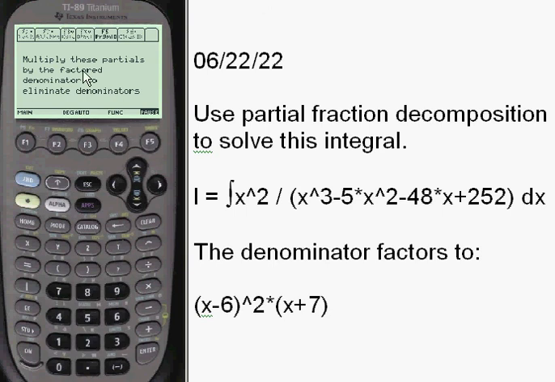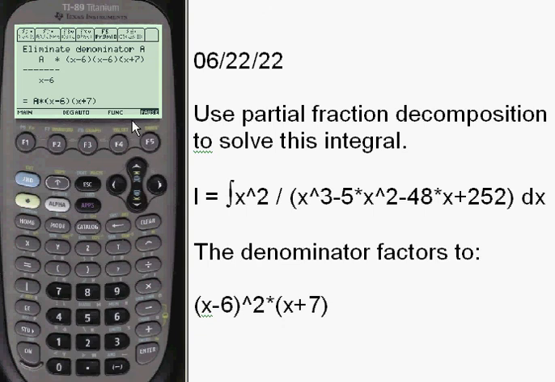And we're going to multiply these partials by the factored denominator, okay? And we're going to eliminate the denominators on them. So we're going to multiply, here's the denominator, and we're going to multiply the whole problem here by that to eliminate these denominators in the partials.